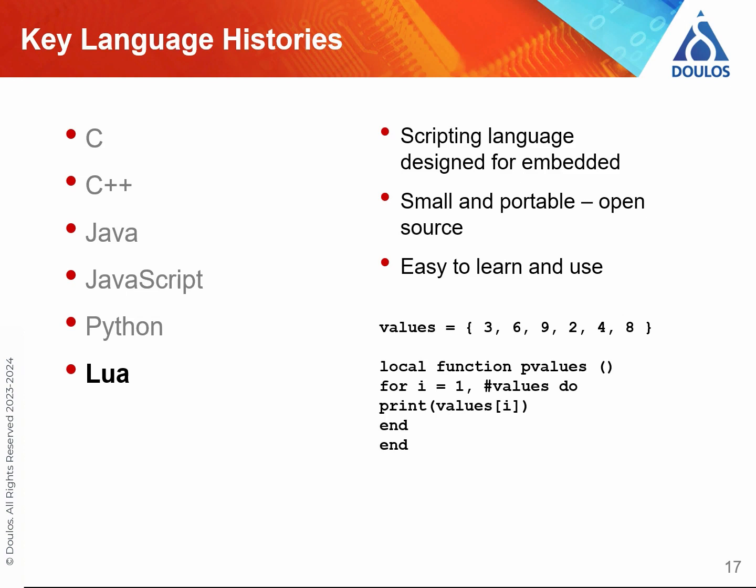The final one on our list, Lua, is another scripting language. This time it was written specifically for embedded systems. It's designed to be small and portable. It's open source, so it's easy to learn and use. And there's a simple example there of some Lua code. It has some similarities to Python, and it's been successfully used in some small embedded systems for things like web servers.